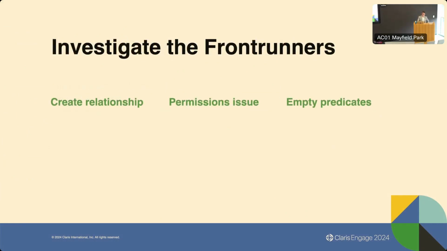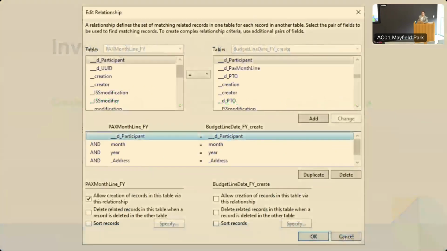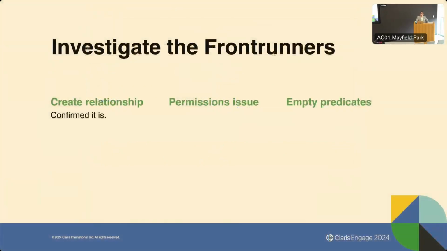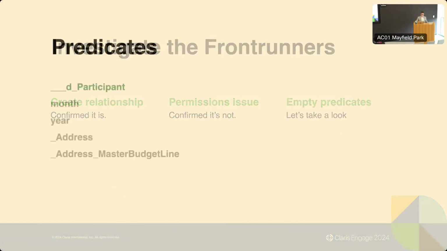So let's look at those. Is it a create relationship? Yes, it is. Okay. Well, ruled out the easy one. Permissions issue, we confirmed that it was not a permissions issue. Were any of the predicates empty? Well, let's take a look at that.